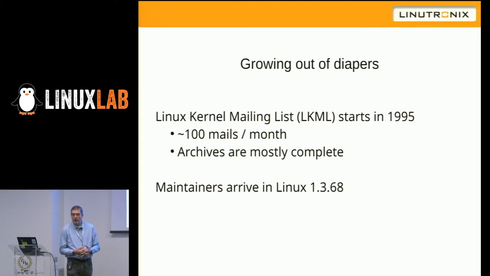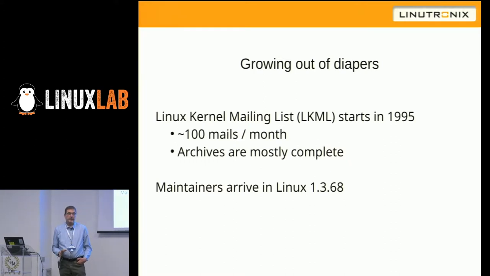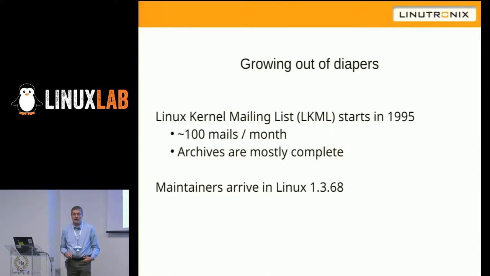Then it started to grow out of the diapers. In 1995, the Linux kernel mailing list was started at Rutgers University. It was really easy to follow, roughly 100 mails per month in the beginning. From that time on, we have archives. Everything is archived, at least everything which got to LKML.